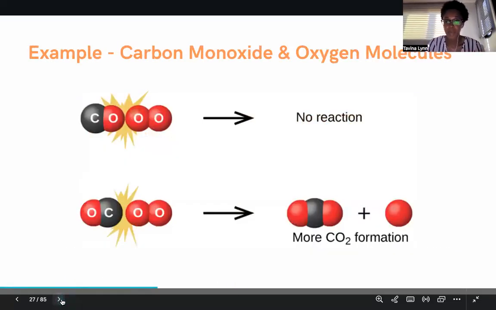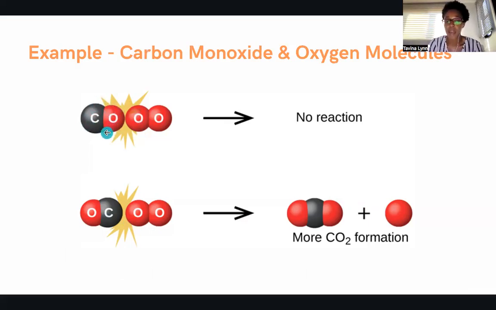Here's an example. We have carbon monoxide and oxygen gas interacting with each other. So if the oxygen of the carbon monoxide collides with the oxygen gas, this collision can happen, but it won't form a reaction, right? We actually need the carbon of the carbon monoxide to interact with the oxygen gas molecules in order to form carbon dioxide. So this is what we mean by the orientation must be right.